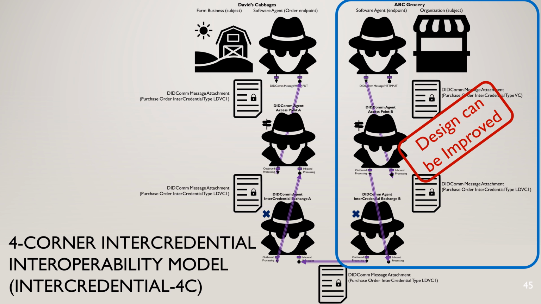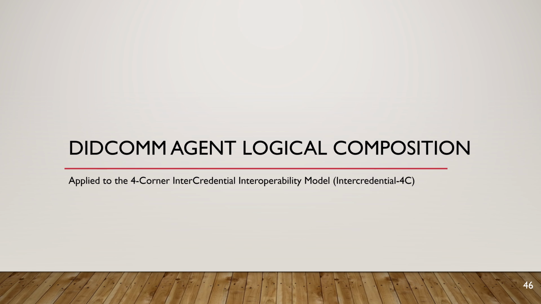And the way that we improve on it is using something called DIDCOMM agent logical composition. So these additional slides were created in Houston, Texas. They were narrated in Calgary, and they're going to be uploaded in New York City today just because of my schedule. So let's take the DIDCOMM agent logical composition concept and apply it to the four-corner InterCredential interoperability model.